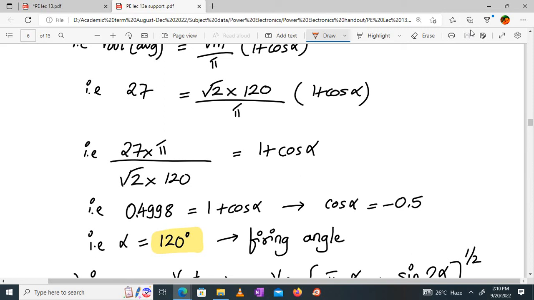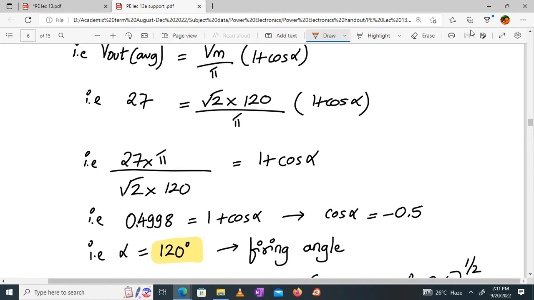You see, alpha is 120, greater than 90. Still, the output average value is positive. So in a semi-converter the output voltage never goes negative, it always remains positive, and I out is also positive. So power flow is always from source to load in a semi-converter, and that's why it is called a one quadrant converter. Completed?